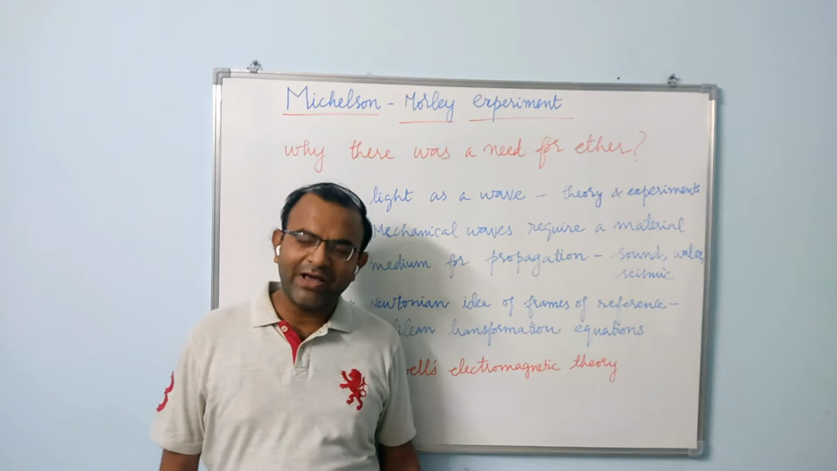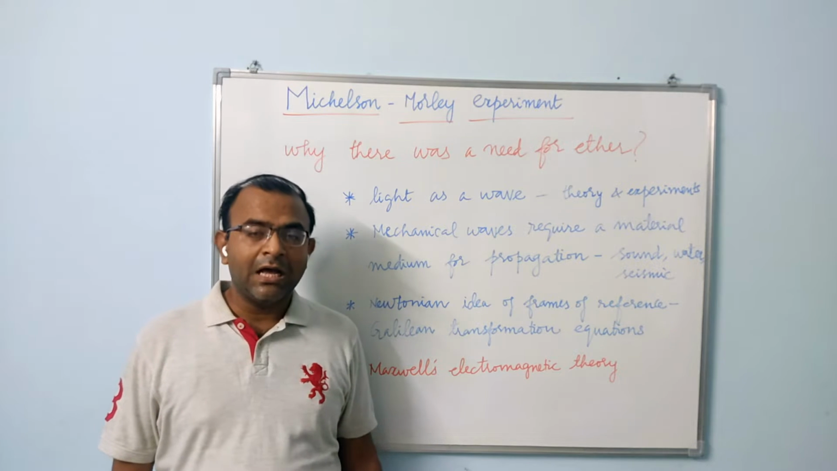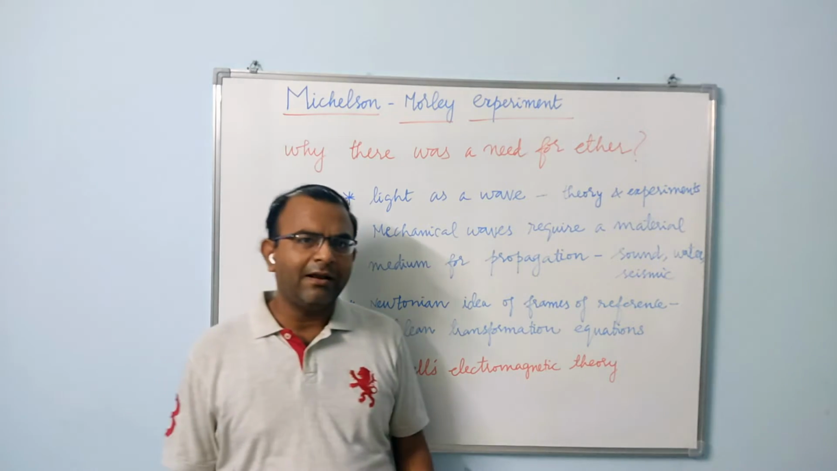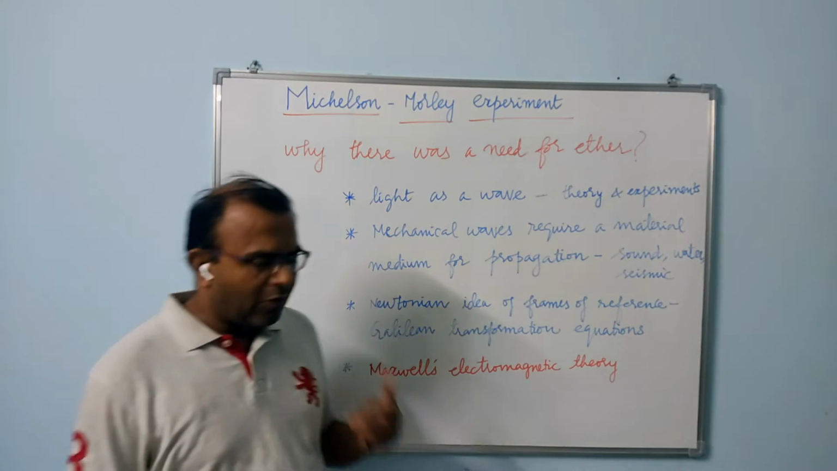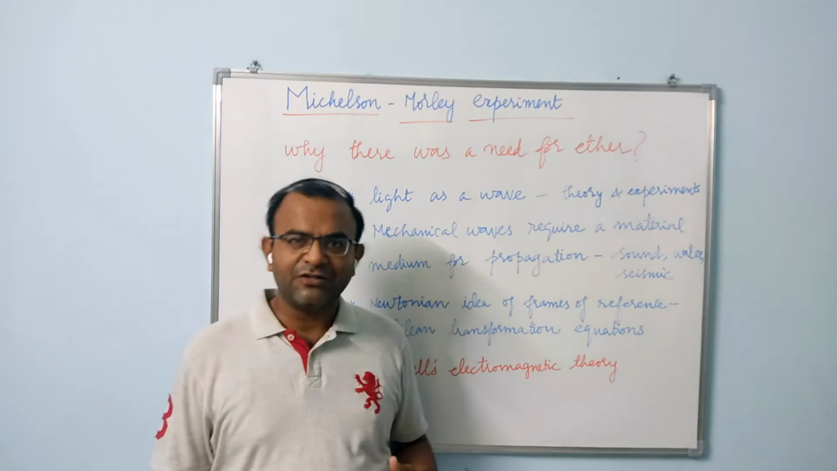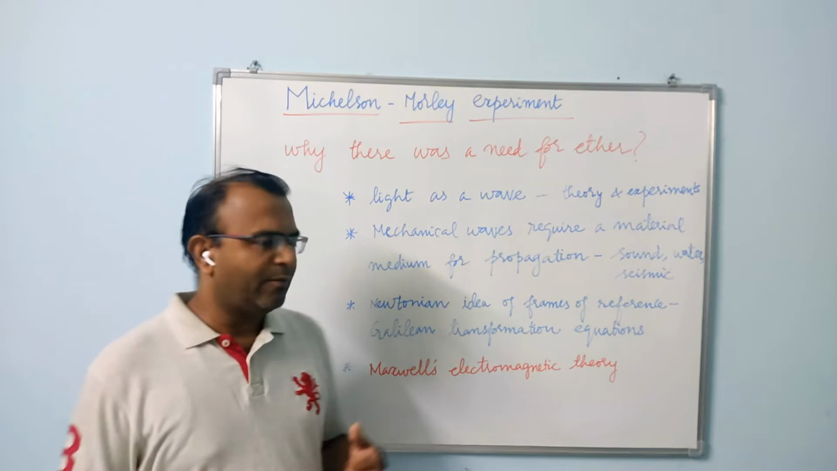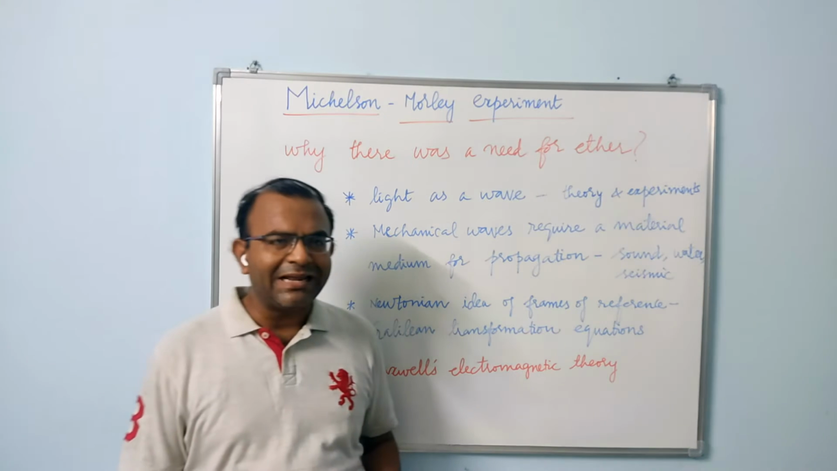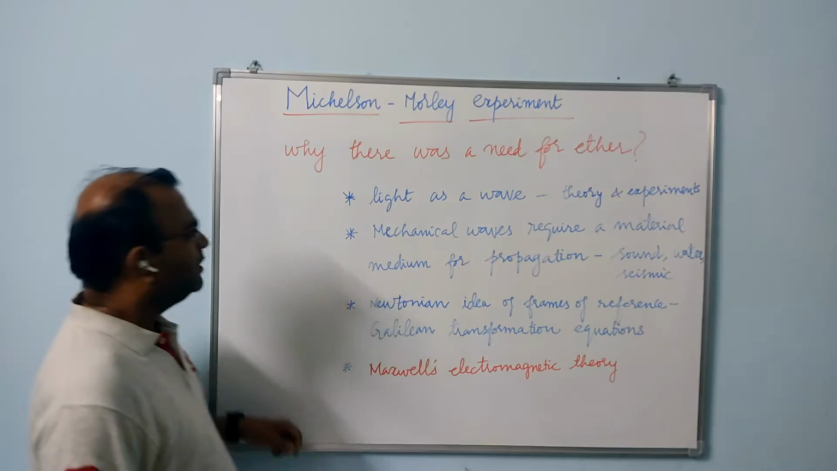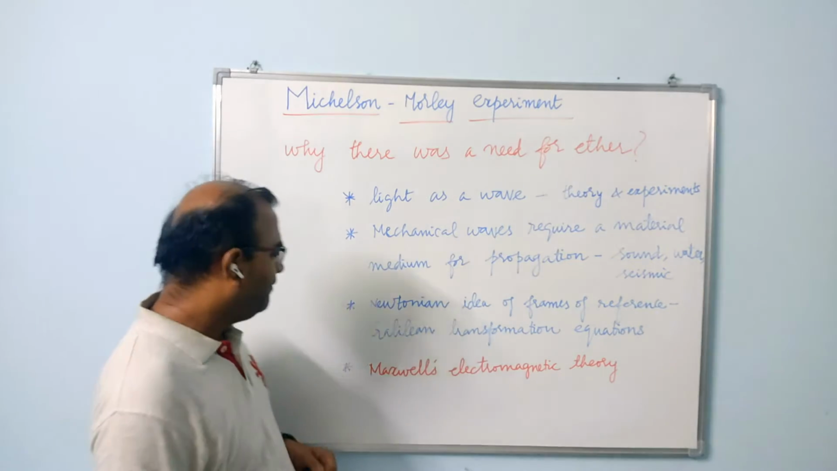All mechanical waves require a material medium for propagation, such as, for example, sound waves, water waves, seismic waves. So all waves known then were mechanical waves and they all required a material medium for propagation. So it was natural for scientists to believe that light being a wave must also require a material medium for propagation. So they were looking for a material medium in which light could propagate. One such medium was considered to be the hypothetical ether medium.